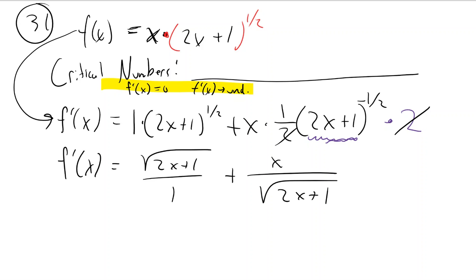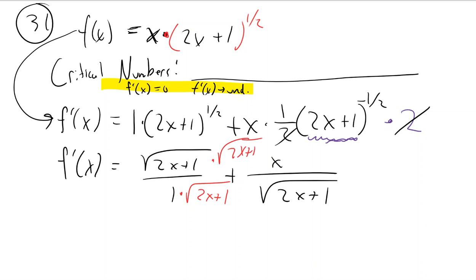Now it looks a little bit better, but as far as solving where this equals 0 or where this is undefined, I've got a similar problem. Figuring out where a fraction equals 0 or where a fraction is undefined is much easier, but two terms like this, that's kind of problematic. So this is one of those cases where we need to get a common denominator. I really want to multiply this denominator by the square root of 2x plus 1.